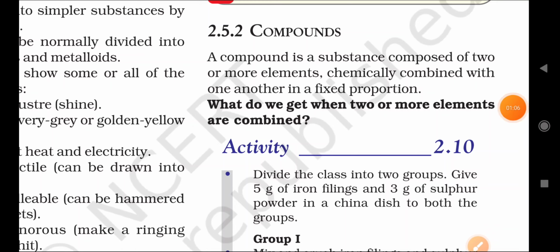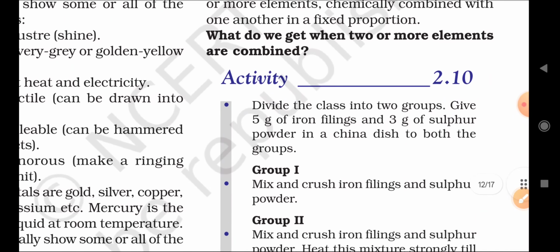Now we'll come to our next topic, about compounds. You already learned in previous videos the definition of a compound. Now we'll discuss what happens if two elements are combined, how they differ from each other, and whether they are actually the same or different. For that, we have to do a simple activity.